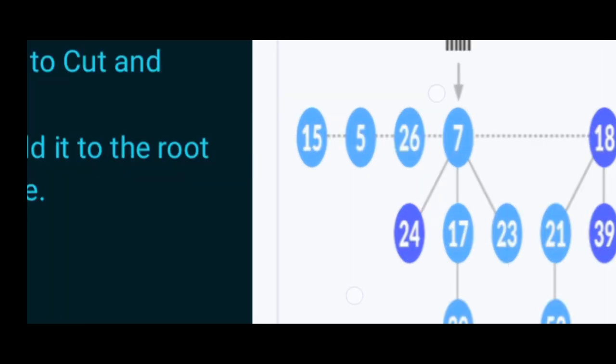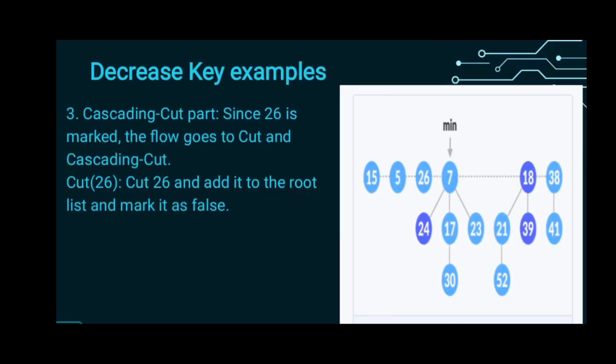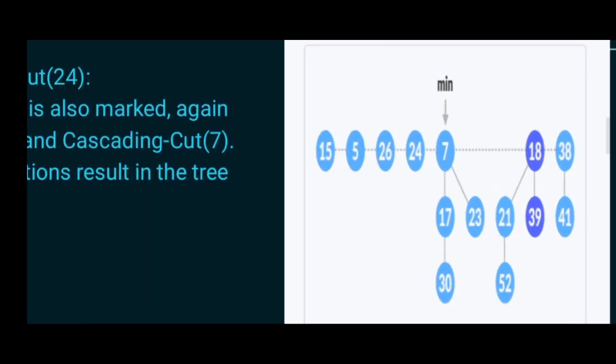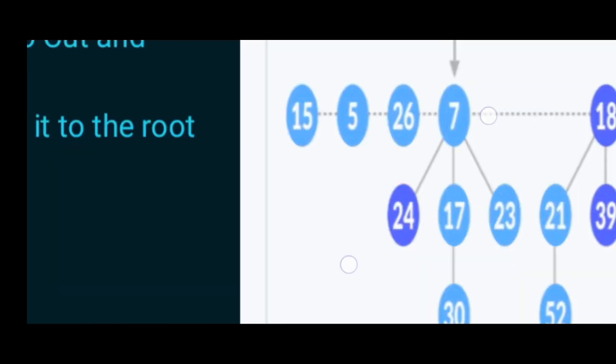So that 7 is less than 26, which is okay for the structure. But 26 is not less than 24. 26 is greater than 24, so we move it to the root list. And this is the process called cascading cut. Next is cascading cut 24. Since 24 is also marked, again cut 24 and cascading cut 7. This operation results in the tree below. Remember that with the cascading cut we moved 26 into the root list and what remains is 24. See that in here? So only 24 remains.